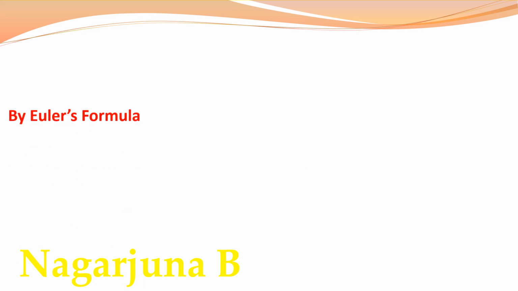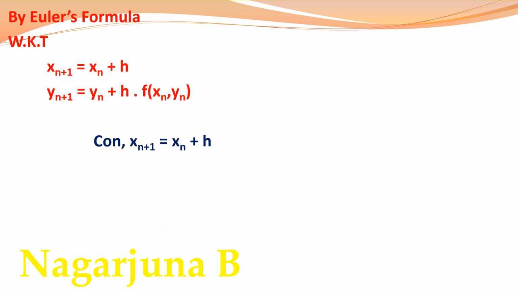By Euler's formula, we know that xn plus 1 is equal to xn plus h, and yn plus 1 is equal to yn plus h into f of xn comma yn. First we shall calculate x2 and y2, since it is the second step. So consider xn plus 1 is equal to xn plus h.